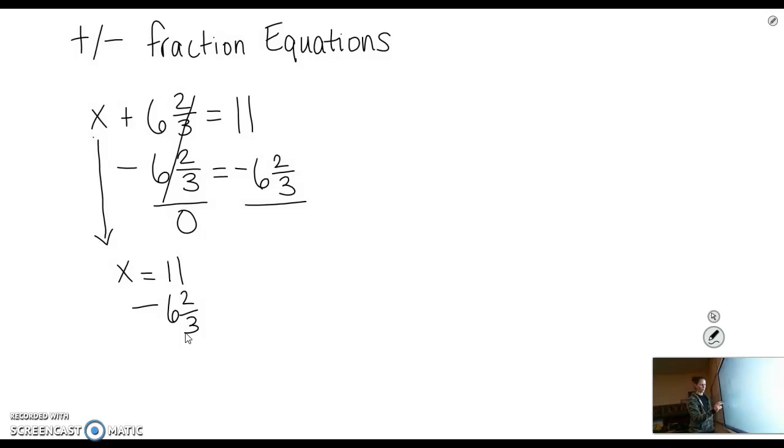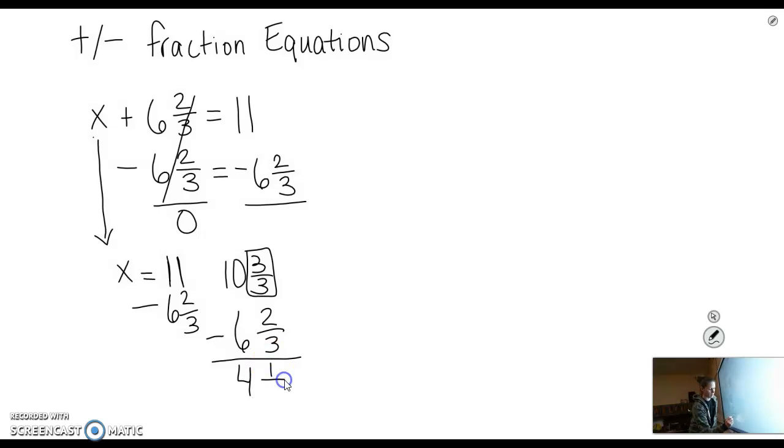So, in order to do 11 minus 6 2/3, I have to regroup 11. I'm going to regroup 11 to be 10 3/3 because we know that 3/3 is a whole fraction, minus 6 2/3. Okay, so now I have 10 minus 6 is 4, and 3/3 minus 2/3 is 1/3.